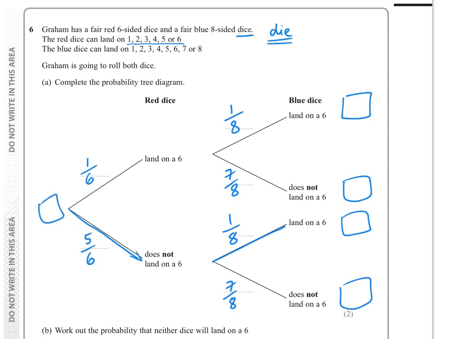Okay, so you can have a look at that in one of the playlists if you wish, or look at someone else's explanation, that's fine. But we want to work out the probability that neither dice will land on a 6. So it just can't land on a 6 at all. So the only route that we can go here is not, and not again. Okay, so that would be 5/6 of 7/8.